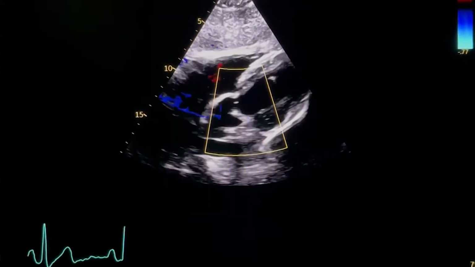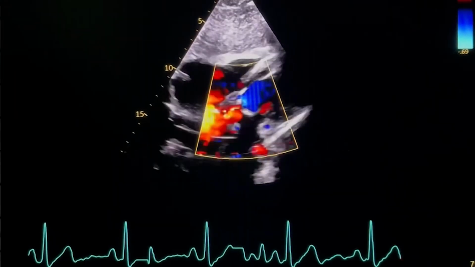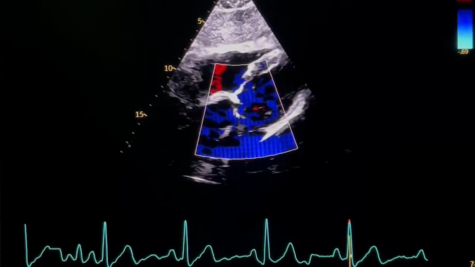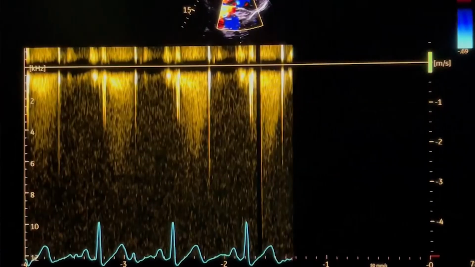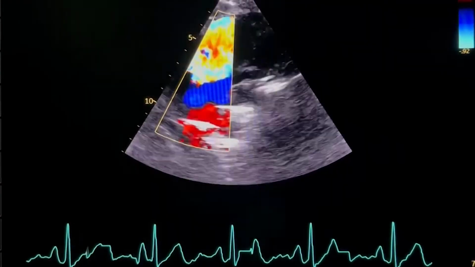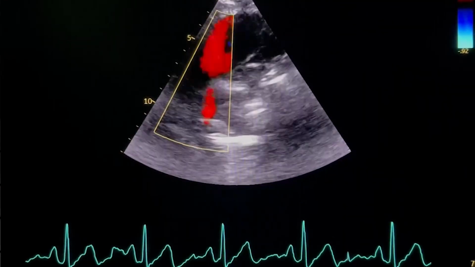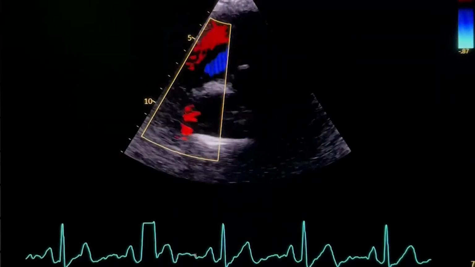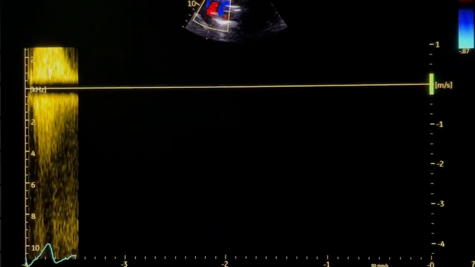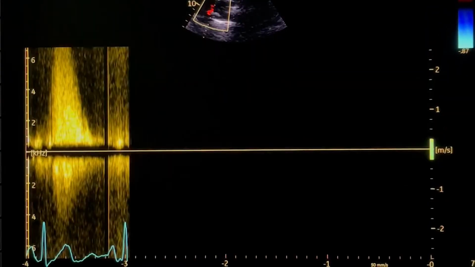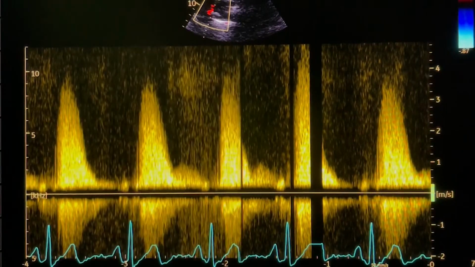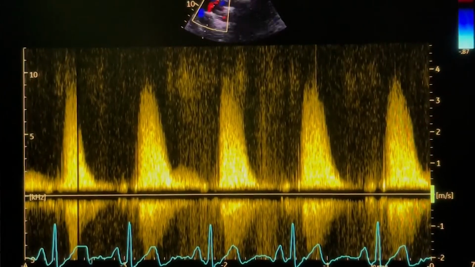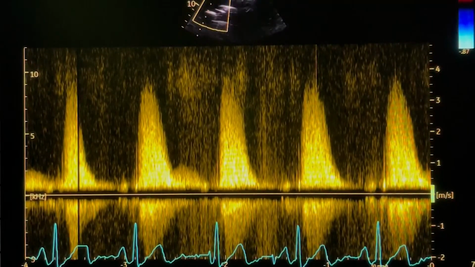In order to take the highest velocity, we need to use multiple acoustic windows to get the highest jet across the aortic valve. Here we are using the subcostal view, but evidently the jet is not aligned with the transducer. Next, we take a look at the right upper parasternal view with the patient in right lateral position. We try to get a hold of the jet and see if it's greater than the one we've seen in the apical 4-chamber view. We can also look at the jet from the suprasternal view, look at the arch, and look for any coarctation if present.